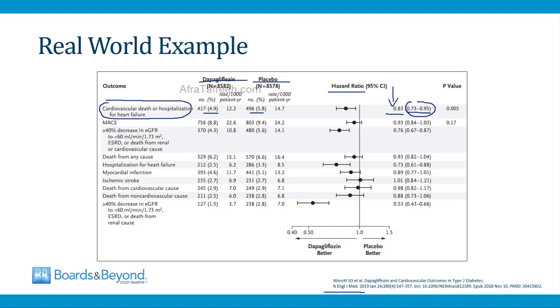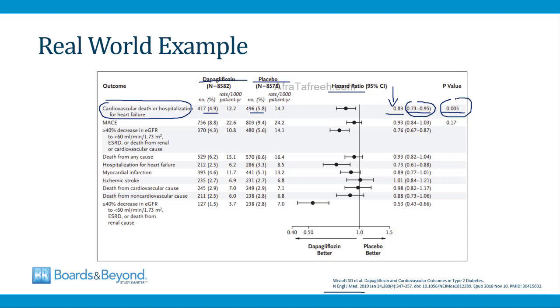To further emphasize this point, the authors report a p-value for the primary outcome of 0.005. This is less than 0.05, so this also indicates that the primary outcome was statistically different between the two groups, and that this is a statistically significant finding.